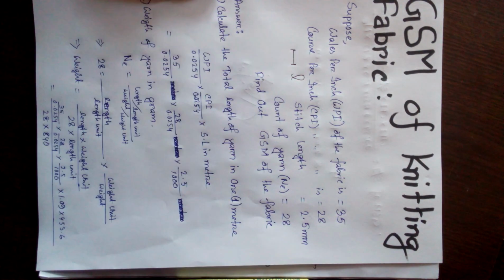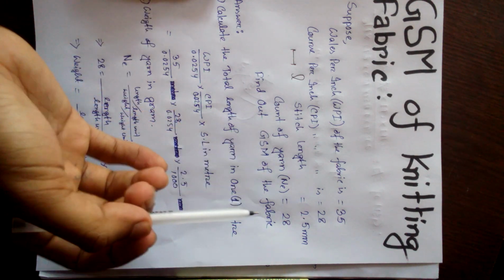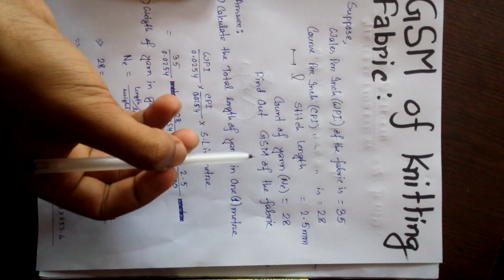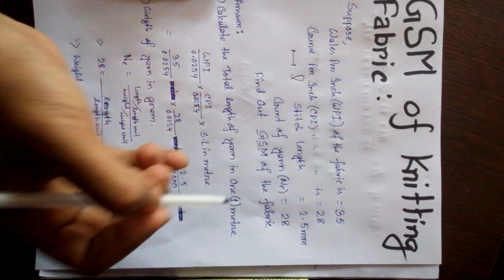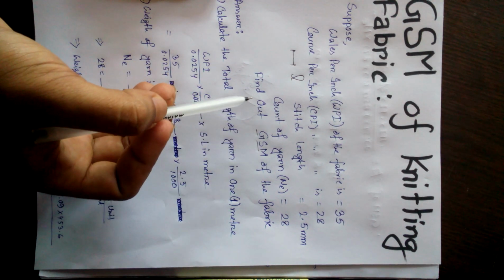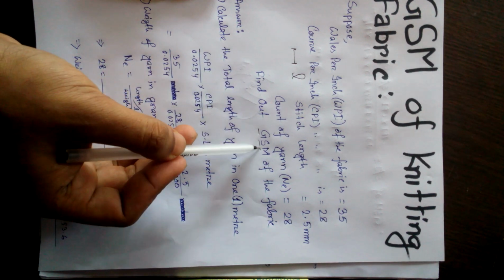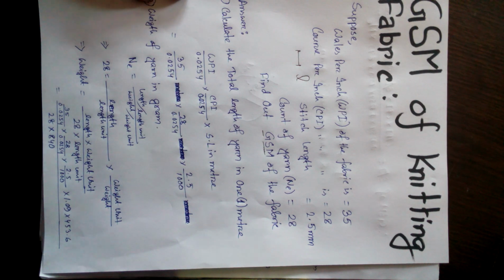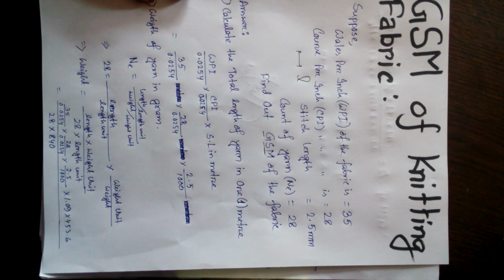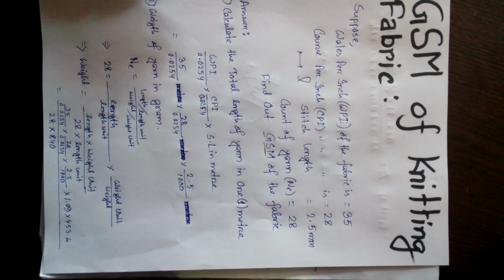If we extend this loop, that would be the stitch length. The stitch length is 2.5 millimeter and the count of the yarn is 28, and our duty is to find out the GSM of the fabric. GSM means gram per square meter. So you would calculate the weight of the fabric per meter. As we have to find out the weight of the fabric, firstly we have to find out the total length of the yarn in 1 meter.